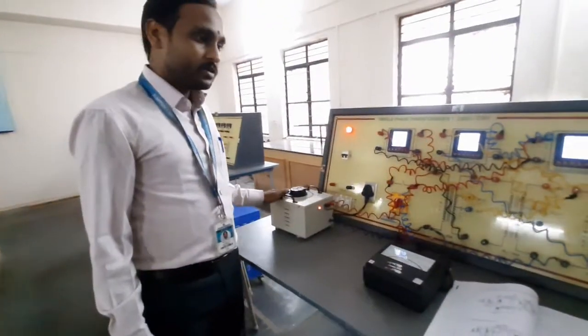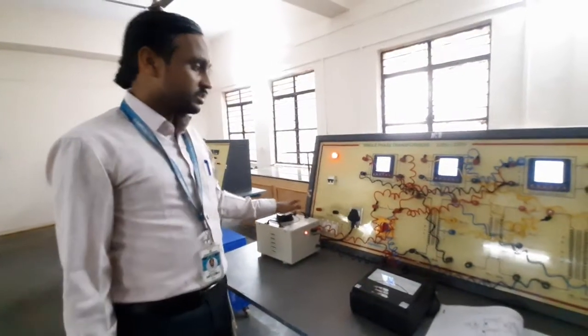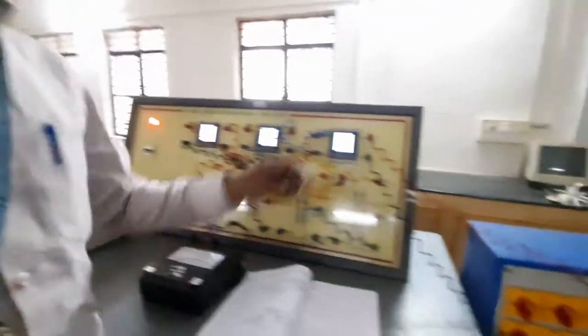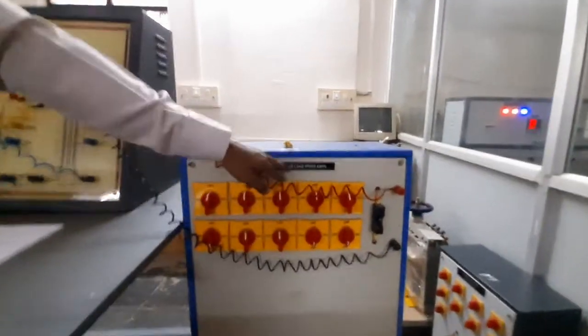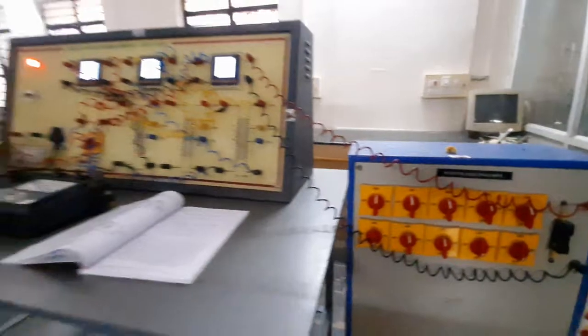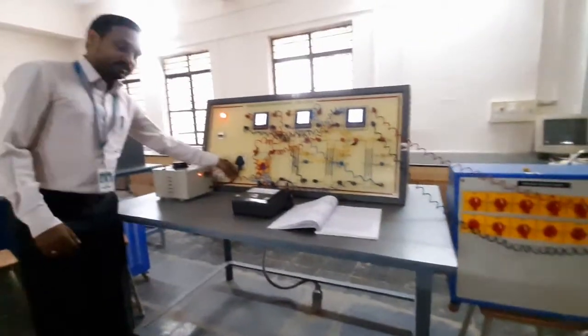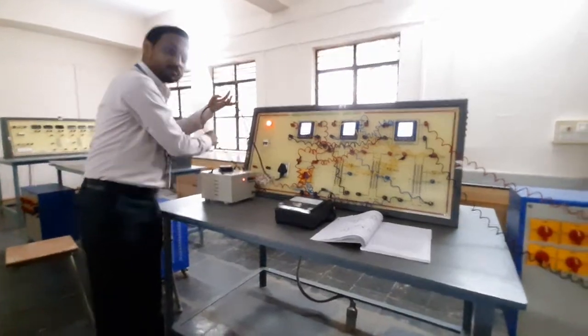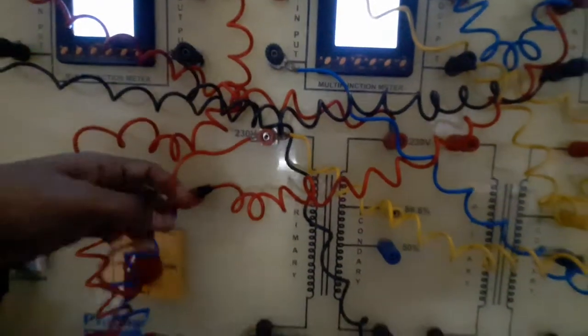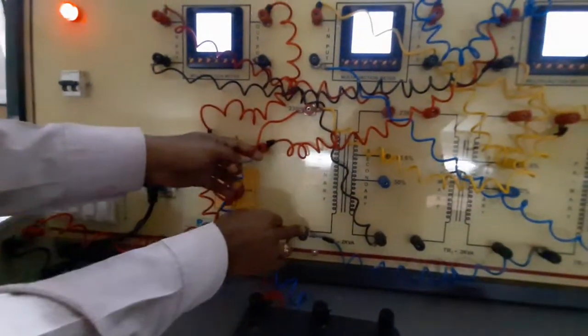Okay, so we require one auto transformer for this experiment, for the variable voltage, and we will fix the 230 volt, that is the voltage rating of the transformer. And also we require a single phase resistive load of 10 ampere, which is used for the loading purpose. Initially the input is given to the auto transformer, and the output of the auto transformer is connected to the transformer primary P1 as well as P2. These two wires.